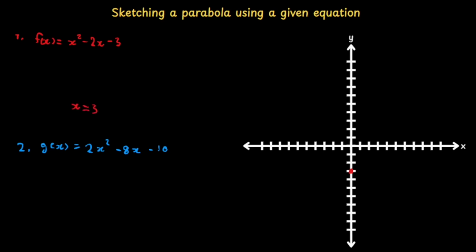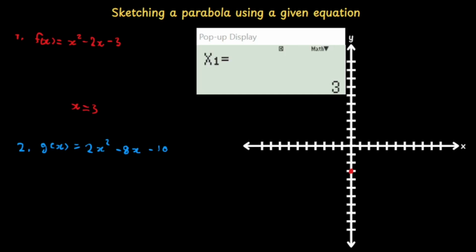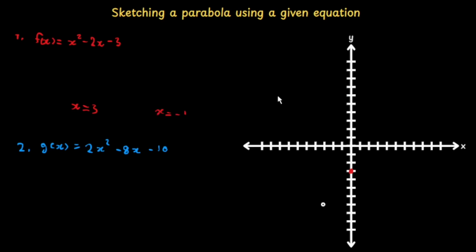Okay, and I'm going to bring that back quickly. And if I tap equals again, I would see that my second x-intercept is x is equal to negative 1. Okay, and I can plot that in quickly. So let me estimate it and say x is equal to 3 is here, and x is equal to negative 1 is here. And I have now obtained my x-intercepts for this function.